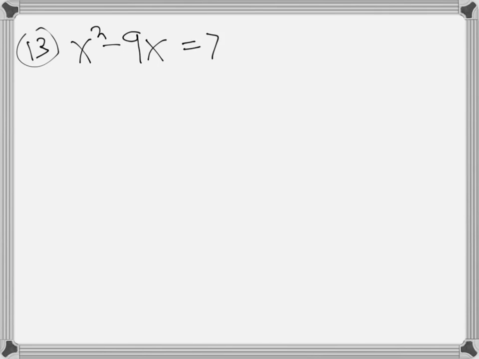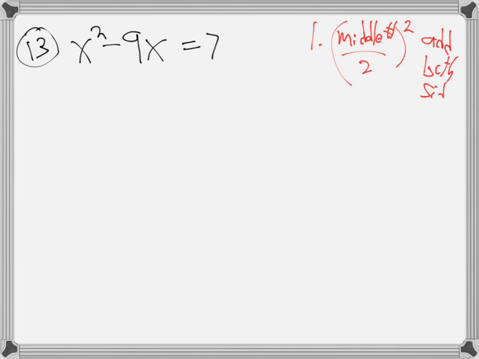All right, try that one. All right, looks like we're on track. So step 1 is middle number over 2 squared. Add to both sides. So middle number.